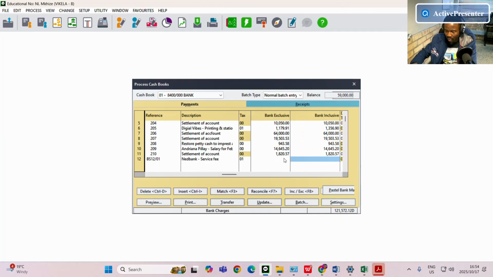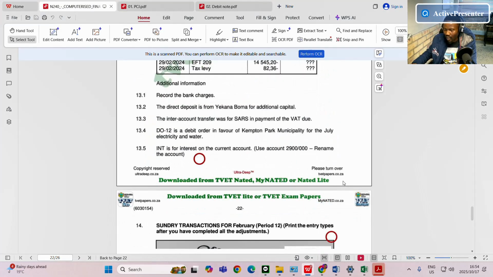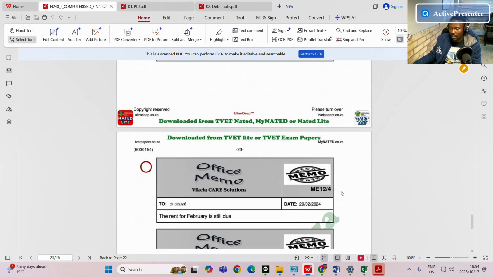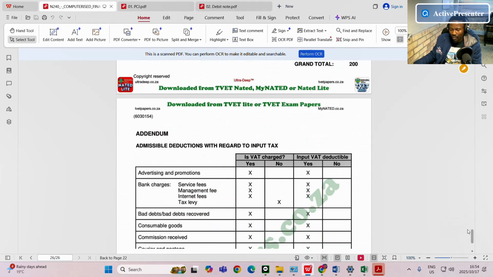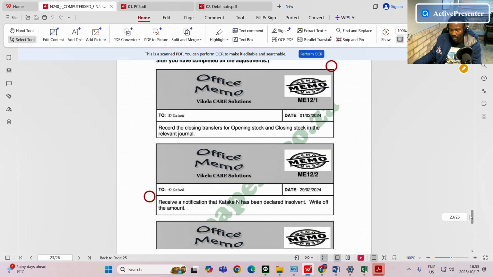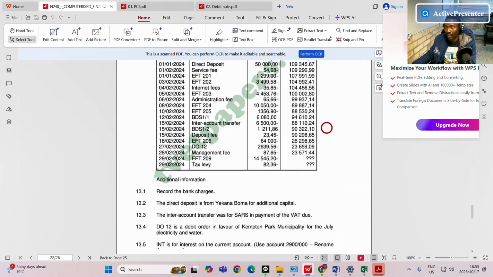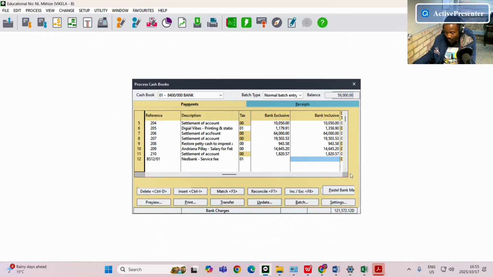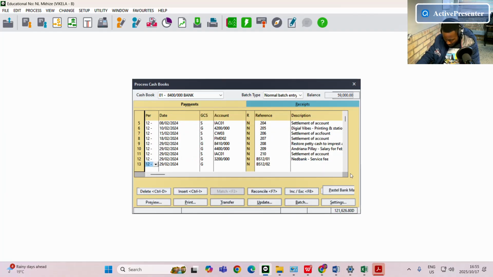Obviously, VAT is charged, but you can confirm on the addendum. The only bank charge where VAT is not charged is the tax levy. So everything is charged except the tax levy. So I won't be going back here to check again. I'm going to take the amount from the bank statement, which is 54.68.